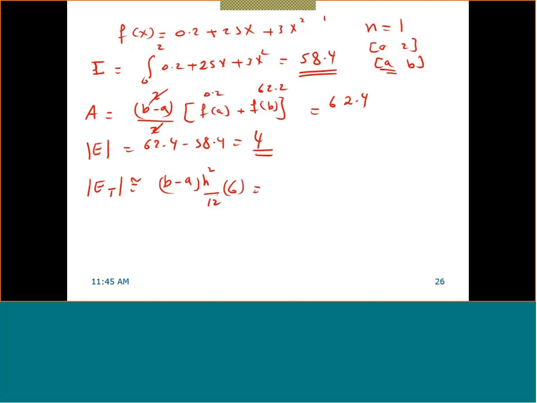And what is your h? h is equal to (b minus a) divided by n. I will use one segment, so this h is equal to 2. So if you calculate this, you will find this is also equal to 4. Now the question is, if you recall, we ignored higher order terms. So this is an approximation. How come it now becomes exact? Why are the error using the exact calculation and the error using the approximate calculation equal?